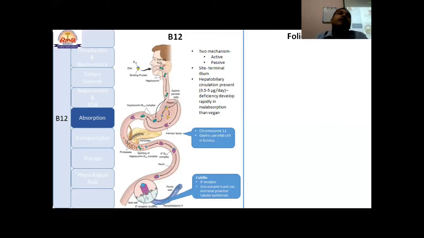So in B12, if you want to remember some keywords, you can remember B12 and food protein complex. Then second comes the hepatocorrin or R binder, then comes the intrinsic factor, then comes the tubulin. These four keywords, in this order, suffice for the understanding of absorption of B12.